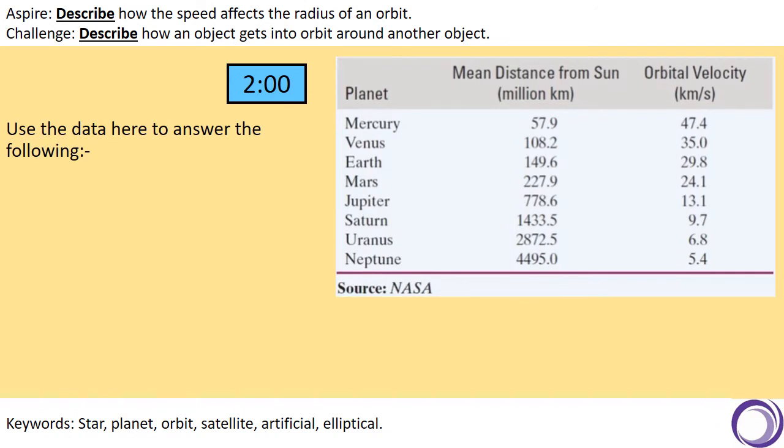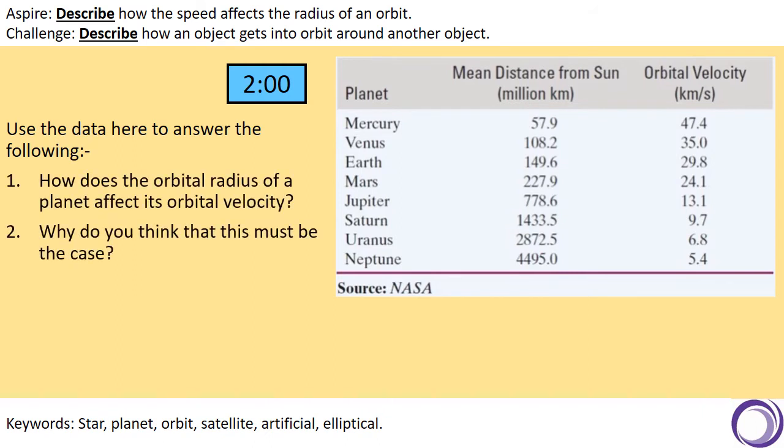Data question for you then. I want you to use the data here on planets, their distances from the sun and their orbital velocity. Number one, how does the orbital radius affect the orbital velocity? Number two, why do you think that must be the case? I'm going to give you 2 minutes.